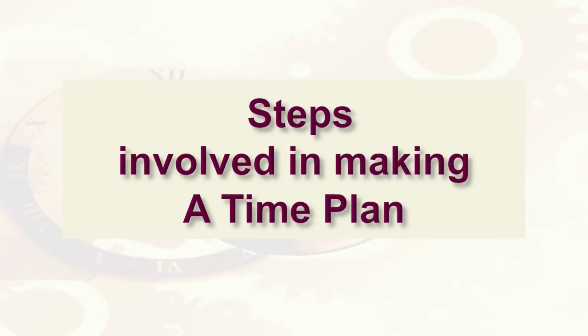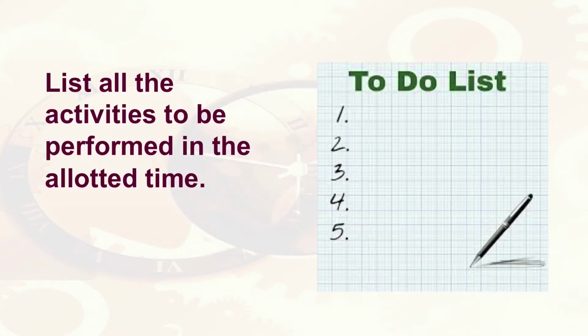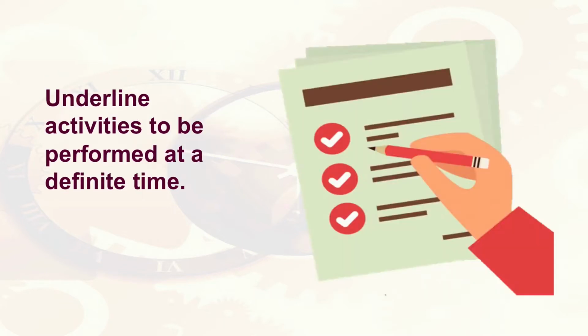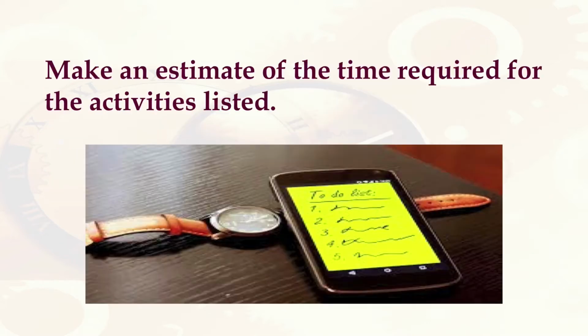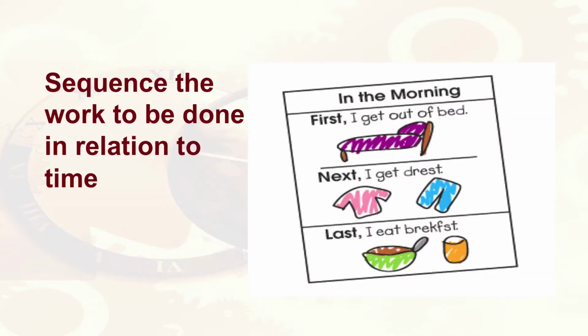Let us understand the steps involved in making a time plan. First, list all the activities to be performed in the allotted time. Second, underline the activities to be performed at a definite time. Third, make an estimate of the time required for the activities listed. Then arrange the activities in the sequence in which they are to be done.